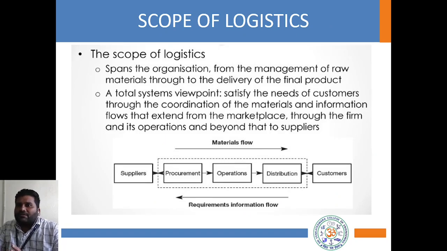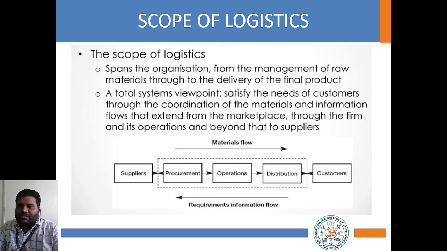So it spans across the organization, from the management to the raw material through to the delivery of the final product. That is from the starting of the raw material to the final product. A total systems viewpoint is to satisfy the needs of customers through the coordination of the materials and information flows that extend from the marketplace through the firm and its operation and beyond to the suppliers, right?